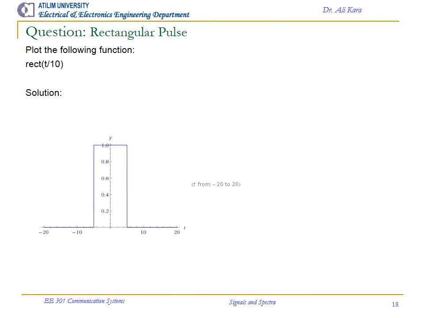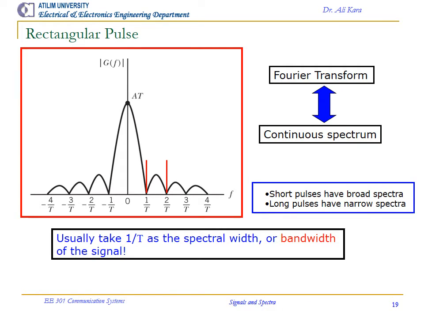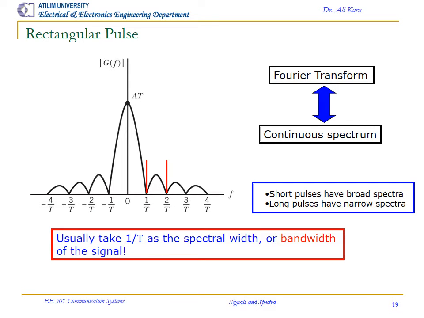Question: rectangular pulse. Plot the following function: rect of t over 10. Solution. Note that the function is null before -5 and after +5. Rectangular pulse. Note how we get a continuous spectrum from the Fourier transform of a rectangular pulse function. Also, as one can see from the graph, short pulses, meaning a small value of capital T, have broad spectra, while long pulses have narrow spectra. Usually take 1 over T as the spectral width, or bandwidth, of the signal.